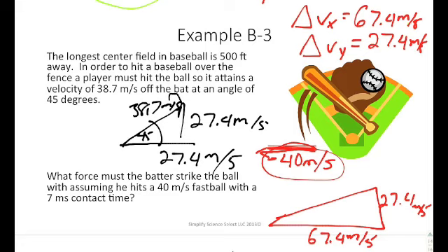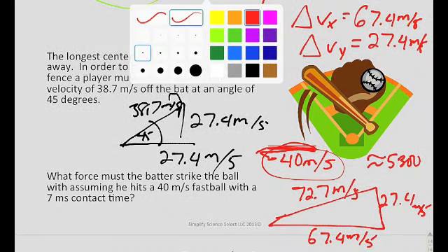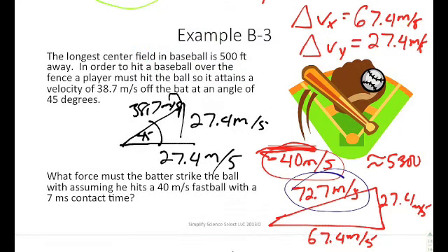I can put them together using the Pythagorean theorem, where a squared plus b squared equals c squared. So I can say 27.4 squared plus 67.4 squared equals about 5,300 whenever you add those together. You take the square root of both sides and you end up with a velocity of about 72.7 meters per second. That represents the total change in velocity. So this right here is the total change in velocity.